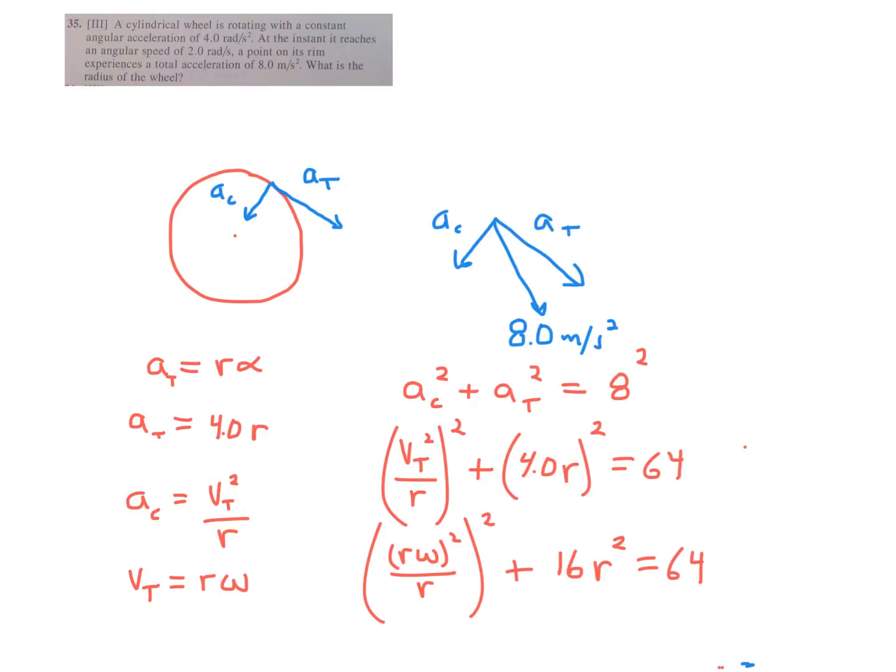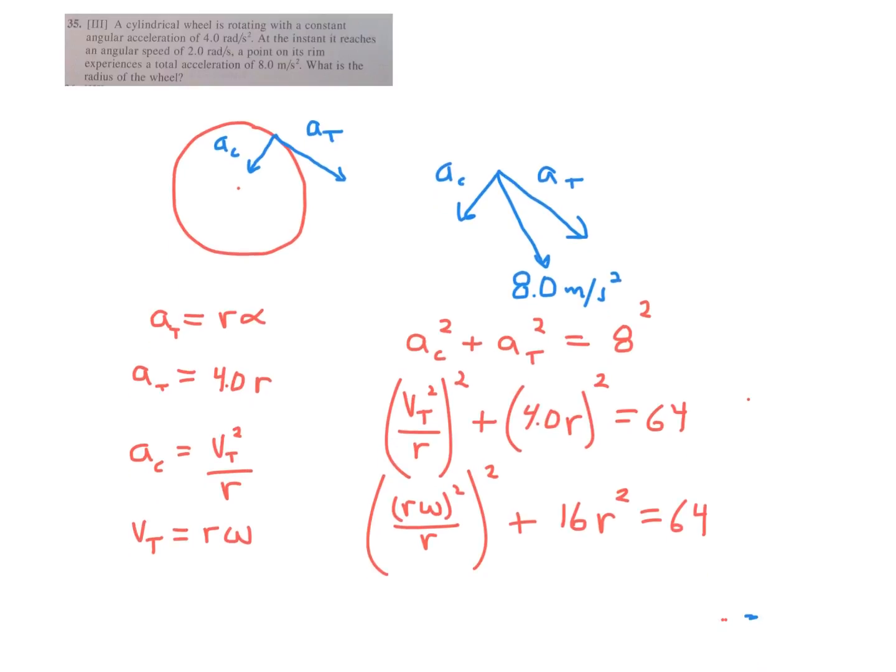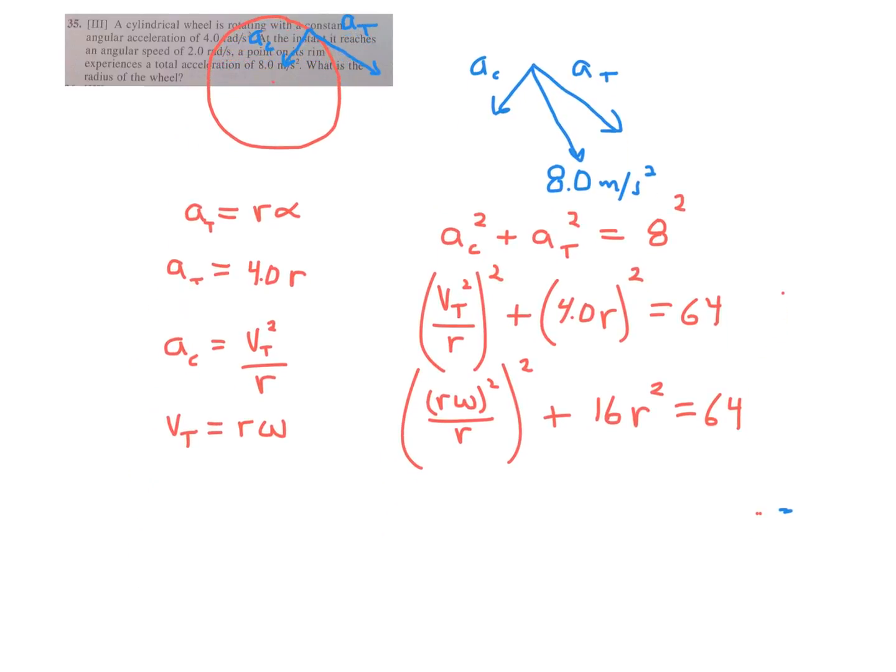So it's a basic application of the Pythagorean theorem: a sub c squared plus a sub t squared equals 8 squared. And now it's just all algebra, plugging everything in. It gets kind of fun here, if you like this kind of stuff. So I plug in for centripetal acceleration, v sub t squared over r, and my given tangential acceleration, which is 4r, the alpha, the rotational acceleration times r. When you square that, you get 16r squared. Square the 8, you get 64.